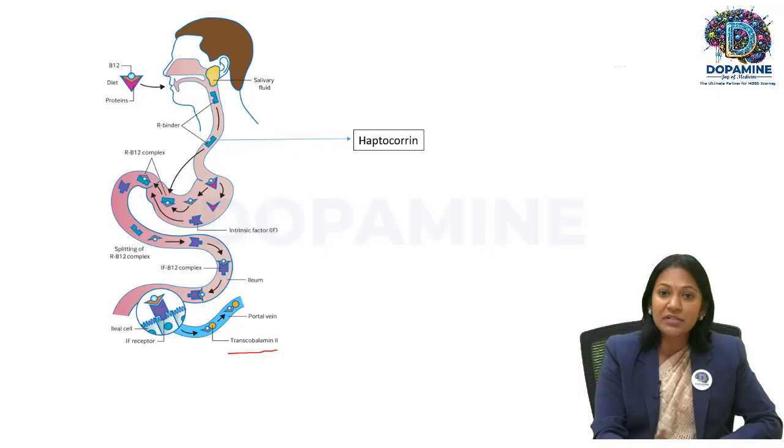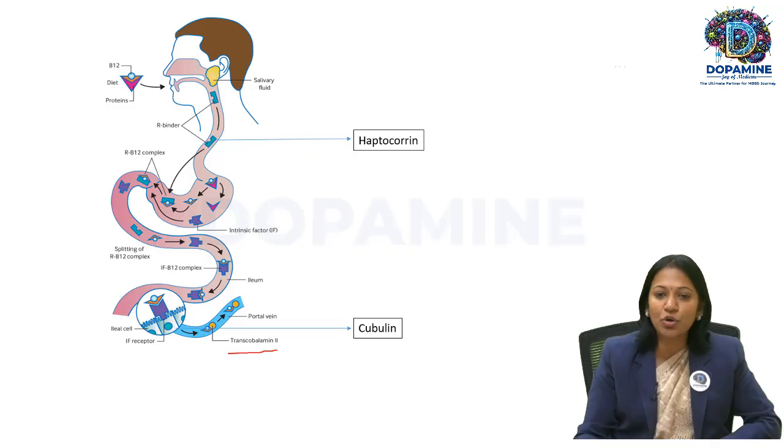So what is the name of this R binder? Very important MCQ. It is called haptocorrin. The other name for R binder is haptocorrin. Similarly, what is the name for this intrinsic factor receptor? It is called cubilin. Cubilin is the intrinsic factor receptor. Also remember this transcobalamin 2, which is a carrier for B12 all along your circulation.